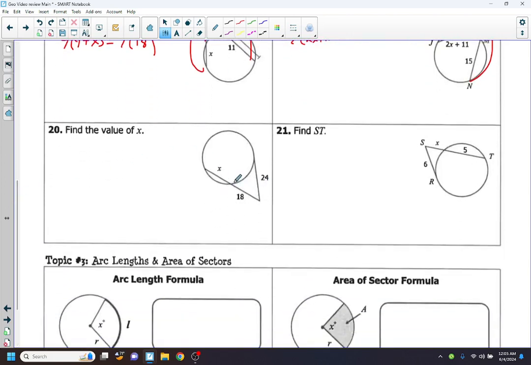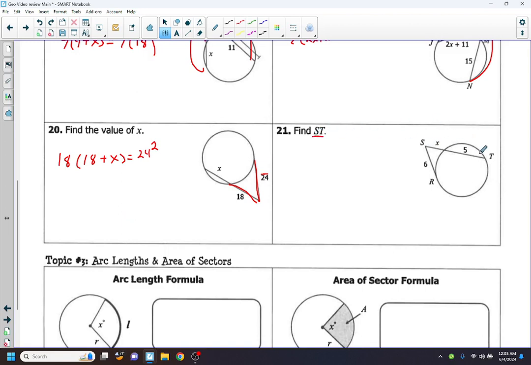Here we go. For this one, it's going to be outside, which is 18, times the whole thing, which is 18 plus x, equals, I should say, outside, which is 24, times the whole thing, which is 24. So you can just write 24 squared.